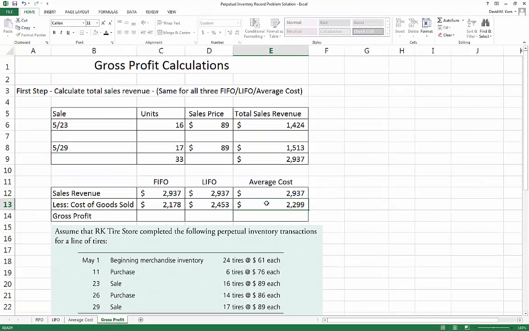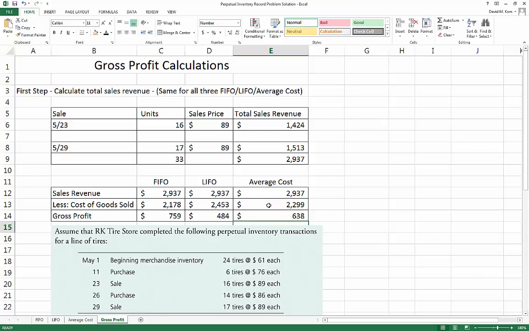Okay, so again, how do we figure this out? We just subtract, so 2937, this cell, C12, minus the 2178 and we get 759. Then we go to LIFO, we take 2937 minus 2453, 484. And then finally we get average cost, 2937 minus 2299 is 638.